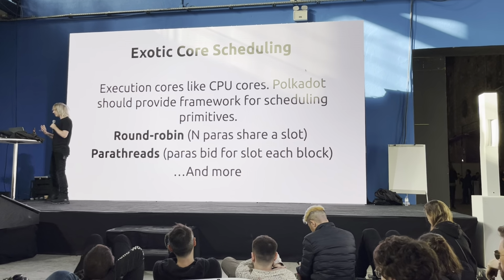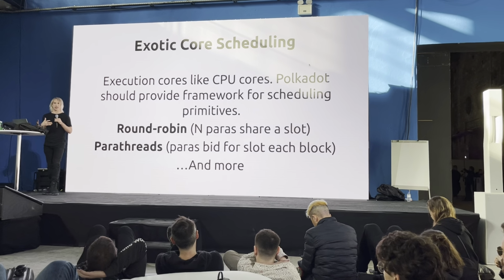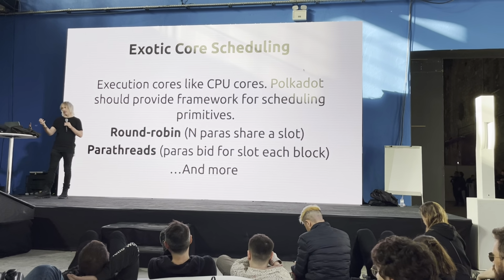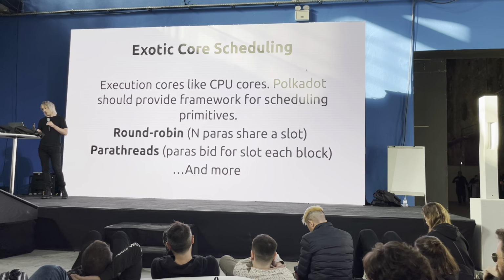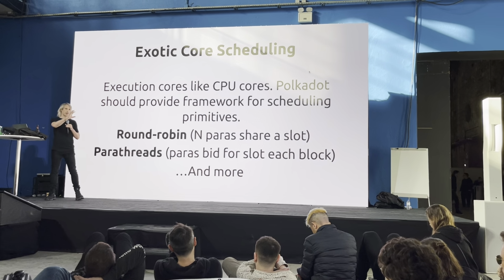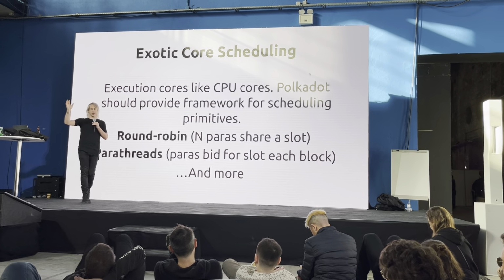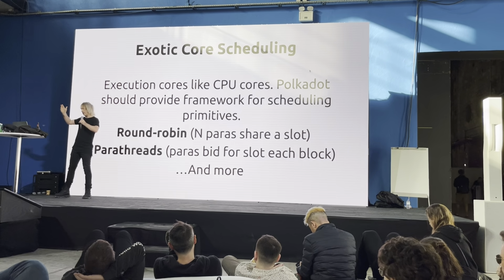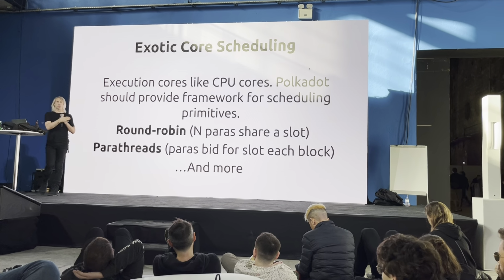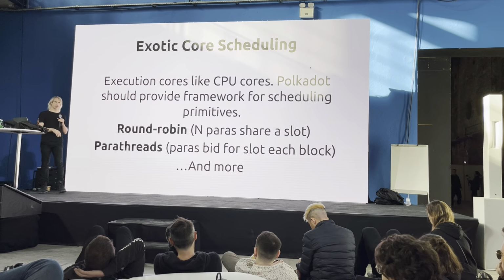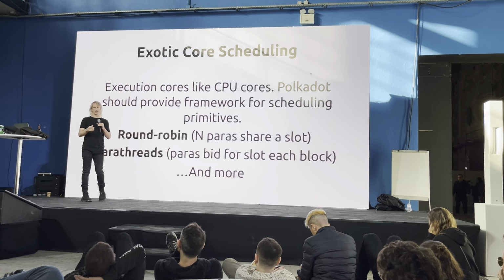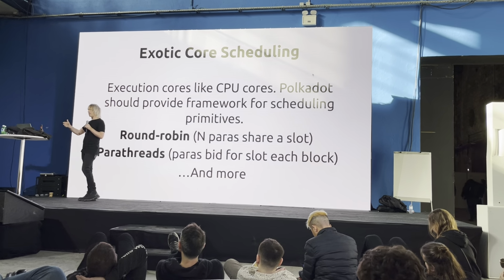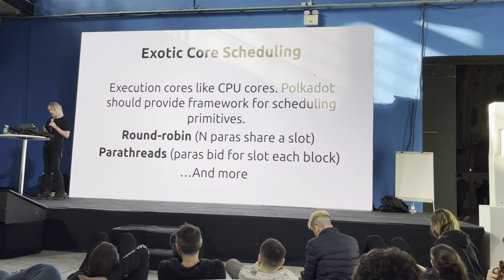There are several other economic scheduling mechanisms that we can think of. Round robin, so basically n parachains can share the same kind of lease. But we can also think of short-term, but not really short-term leases, like, I don't know, 2-week leases, 1-week leases. You just pay as you go, somewhere between parathreads and parachains.